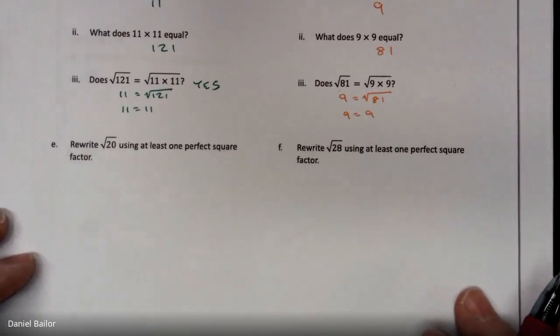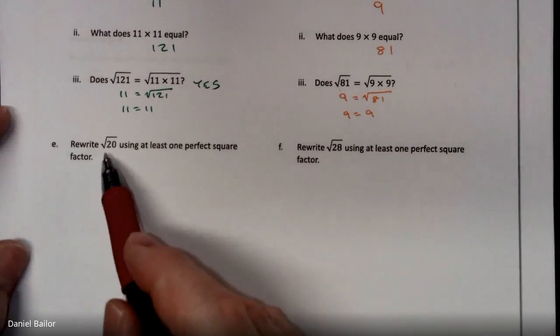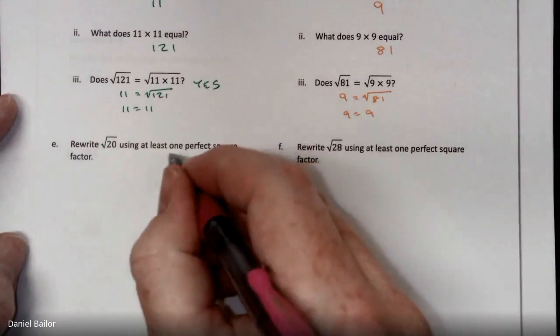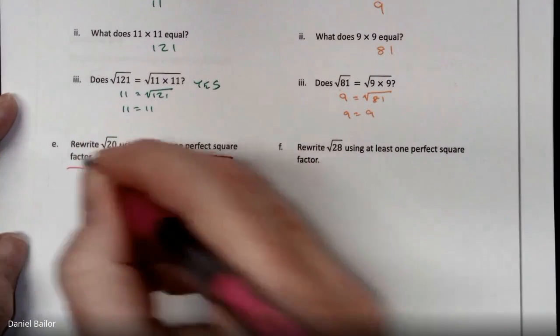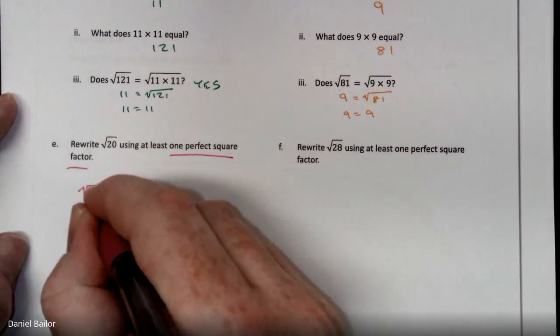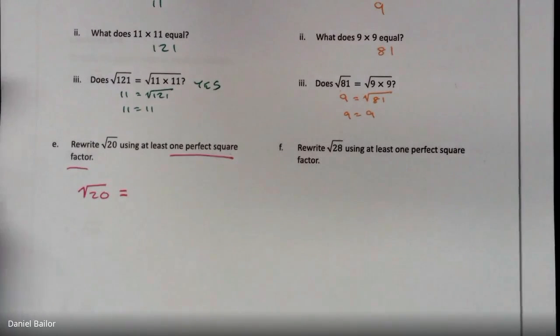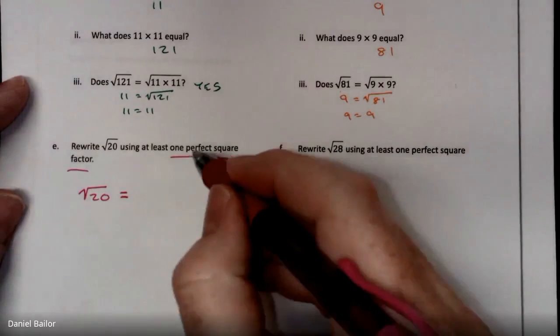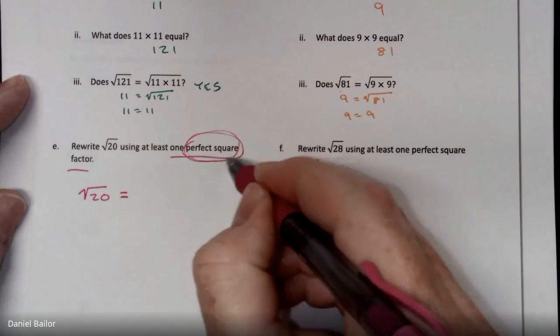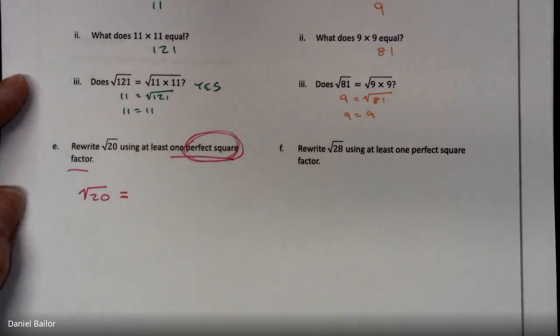square roots. So rewrite the square root of 20 using at least one perfect square factor. So the square root of 20. Now what I'm thinking right now is I'm thinking of my 20 factors, and I'm thinking of, okay, what factors have a perfect square in them? Because I want a perfect square. I want a perfect square factor so that I can simplify.